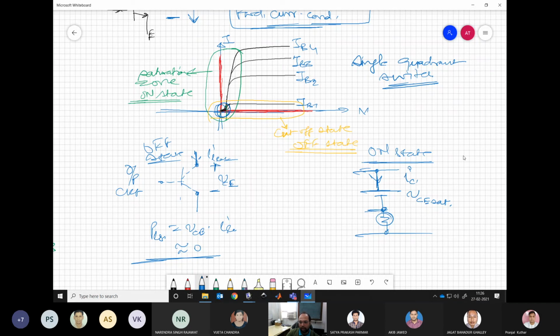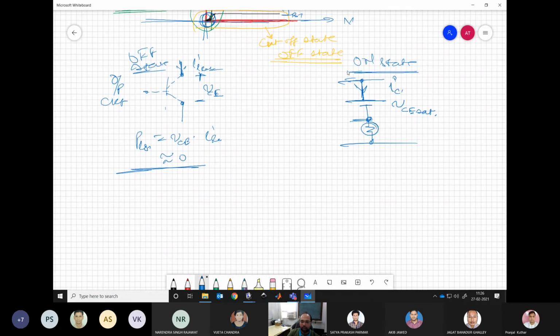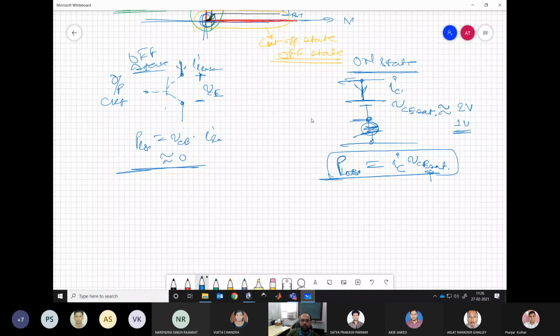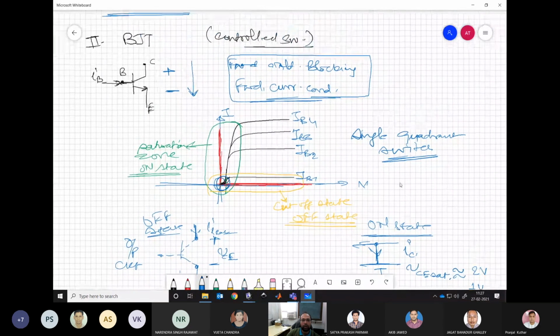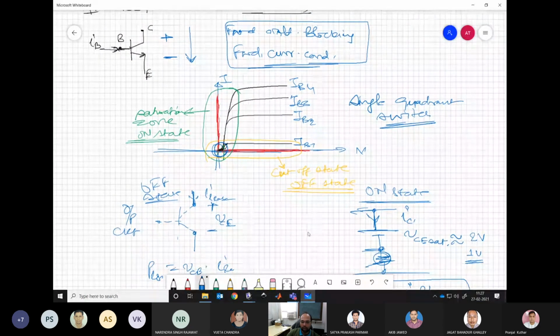So in this case, again, if we are ignoring the resistance, we have the power loss IC into VCE sat. So the power loss is proportional to the conduction current. And this VCE sat value is close to, let's say, 2 volt or 1 volt, something like that, again depending on the design of the power BJT. So this is the BJT, another switch that we will use in our circuits.